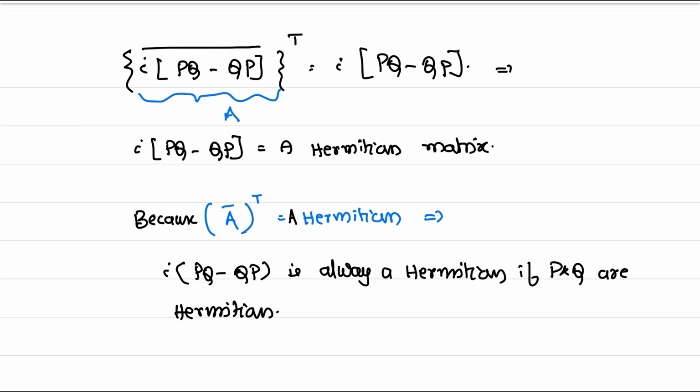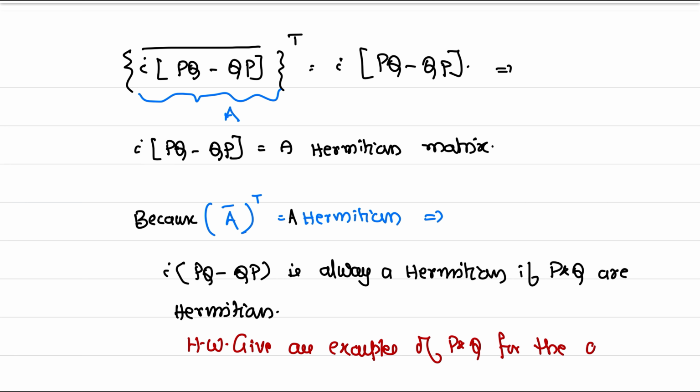Your homework: give an example of P and Q for the above theorem and prove with examples. That means I into PQ minus QP is a Hermitian matrix.